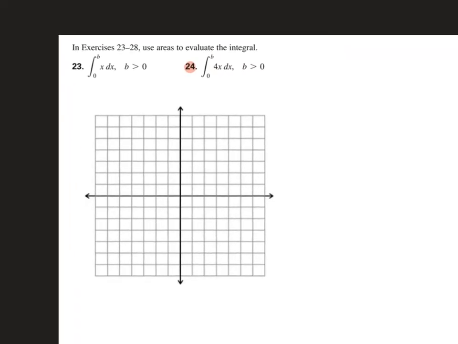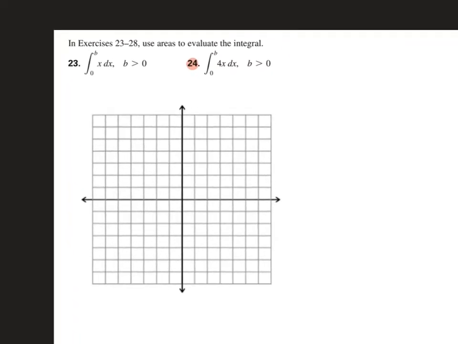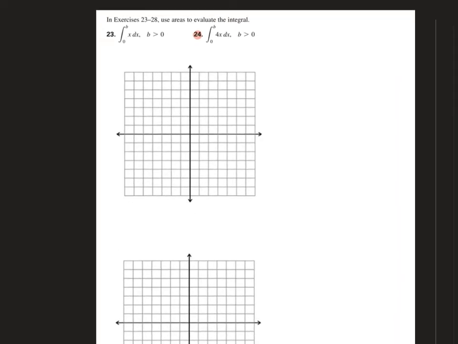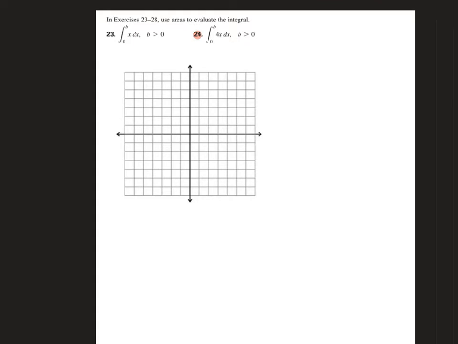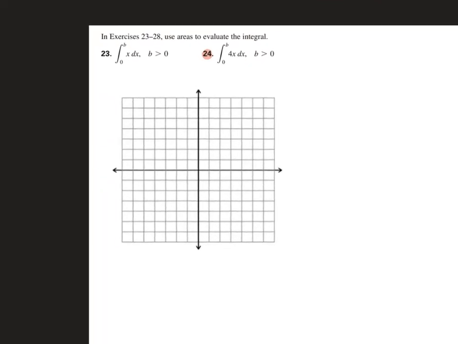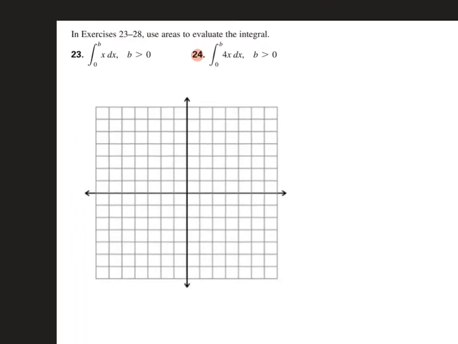Okay, next one, use areas to evaluate the integral. We'll do the same thing, and I think these were the problems that people made the most mistakes on. So with your answer, you just have to be careful what's in terms of b. A lot of times the base and the height are in terms of b. And I'll show what a lot of people did.